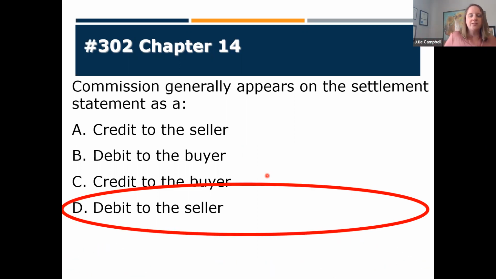Commission generally appears as a debit to the seller. It's money coming out of the seller's pocket. Seller pays commission. Debit to the seller, typically, unless you're told otherwise. Questions, comments on that?